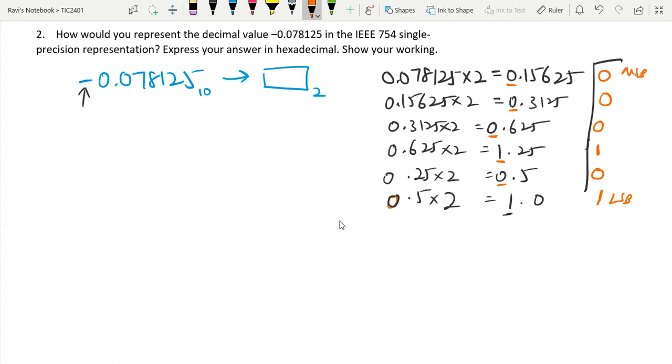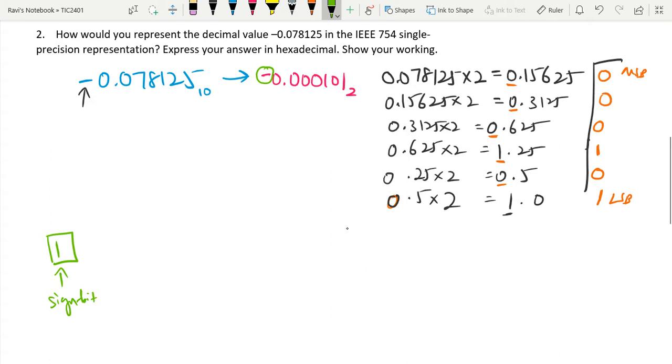So now that I have it in my binary form, let's write it out. Now we have an answer for it, and that answer is negative 0.000101 to the base 2. Now I can do the next step. Since the sign is negative, the IEEE format says that the first bit will be a 1. So the first bit in the IEEE 754 format is the sign bit. So that is a 1 since the answer is negative.